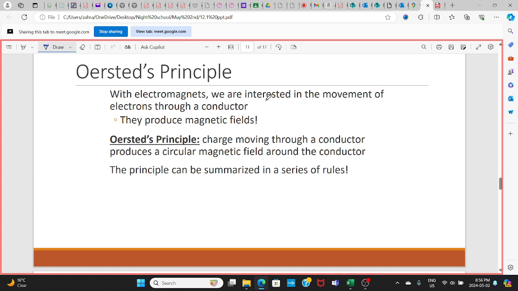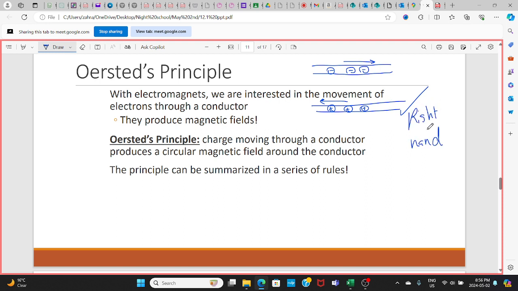So with electromagnetism, we are interested in the movement of electrons through a conductor. So what does it mean? You have a conductor, like a wire. An electron is moving through the wire, and this is the direction of the movement of the electron. But when we are talking about this principle, we think that the positive charges are moving. So conventionally, if the electron is moving in this direction, then we could say positive charges are moving in the opposite direction. So that is the conventional current that I'm gonna talk to you about. That's why we use the right hand for this.